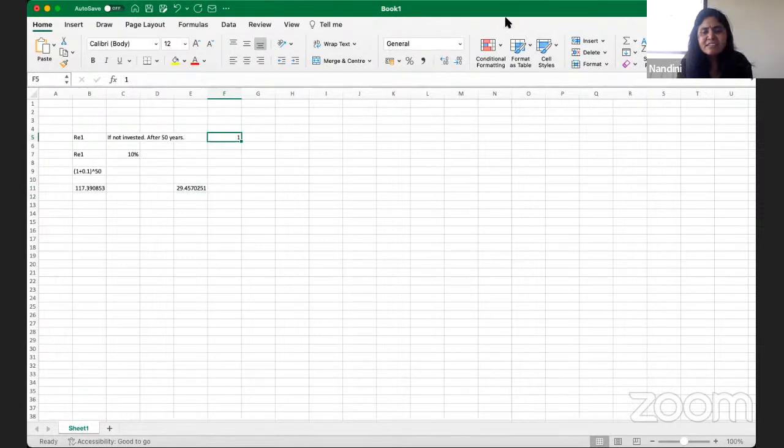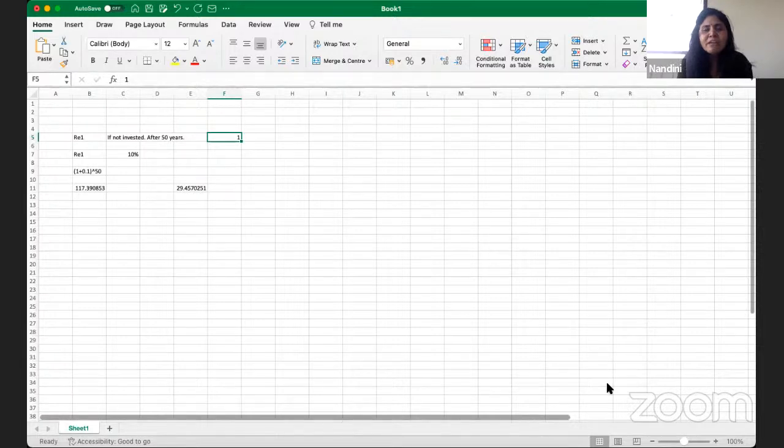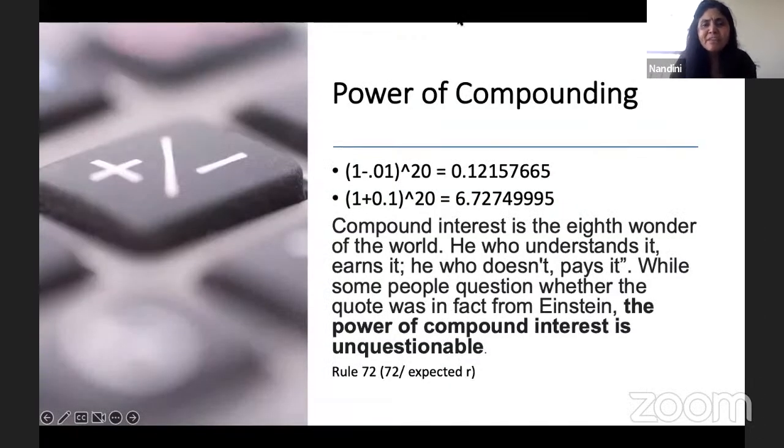To understand how the power of compounding works, the moment your money goes into the investment avenue, it starts to grow, right? So that money gets compounded. In finance, we also apply this rule of 72, where we say 72 divided by the rate of interest tells you how many years it takes for your money to double. Please make a note of this if you want to understand.